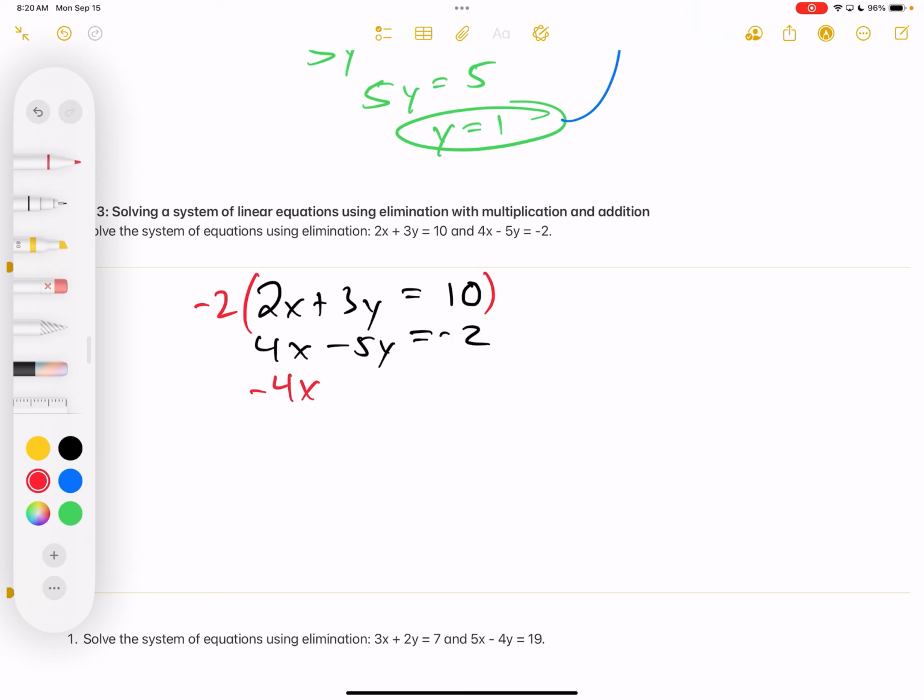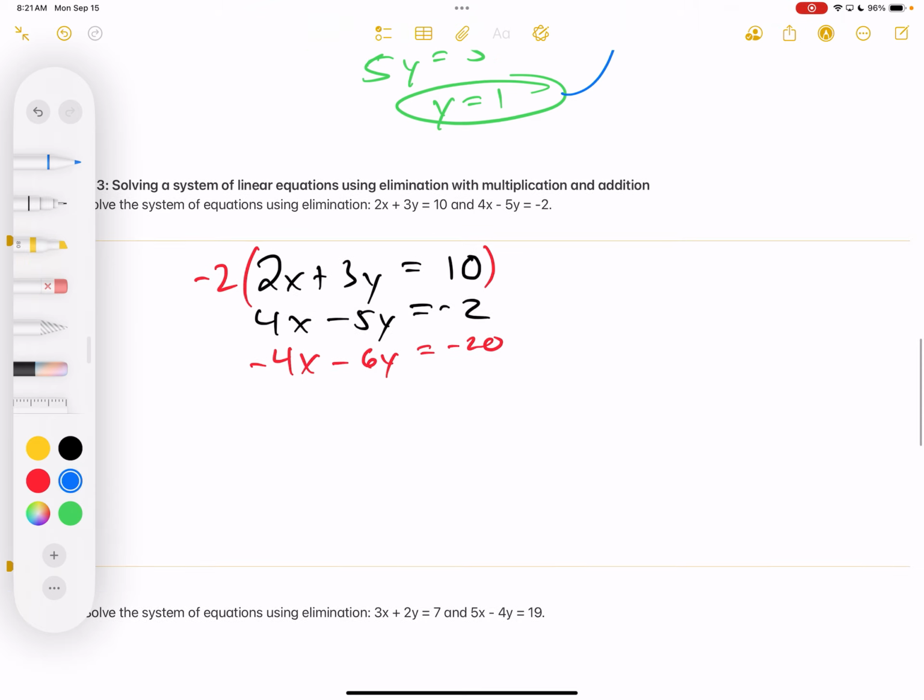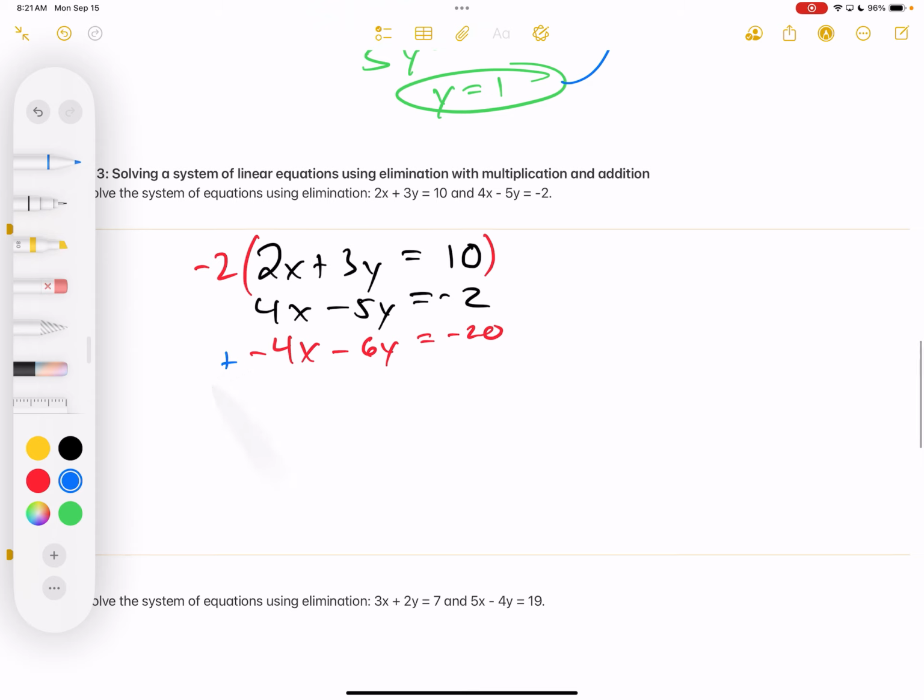So negative 2 times 2x is negative 4x. Negative 2 times 3y would be negative 6y. And negative 2 times 10 is negative 20. By the way, when you multiply this, make sure you multiply that one by it too. That's a common mistake. You got to multiply the entire equation by negative 2.